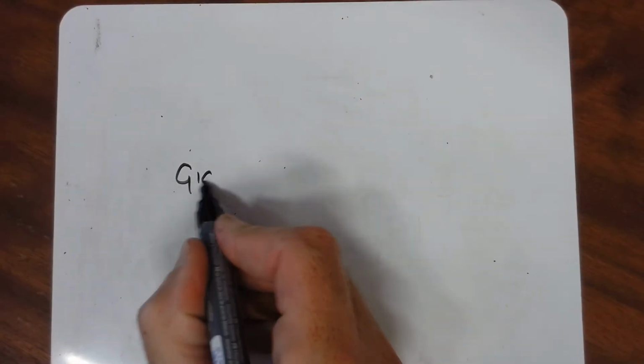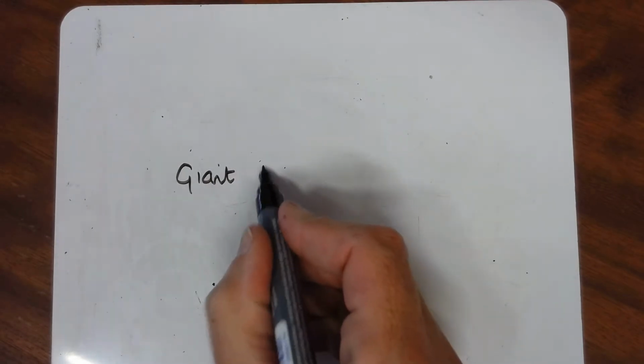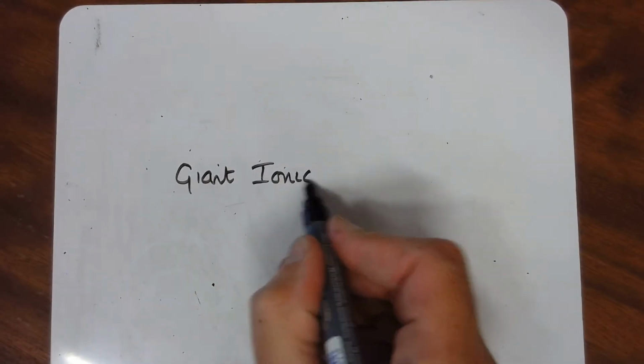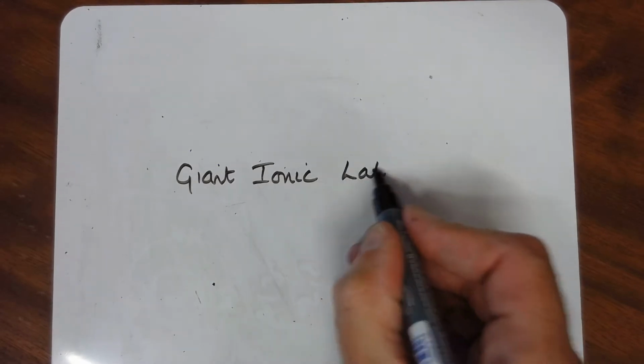Hello Year 9. Today we are going to look at a chemistry topic, and the title of today's topic is Giant Ionic Lattices.